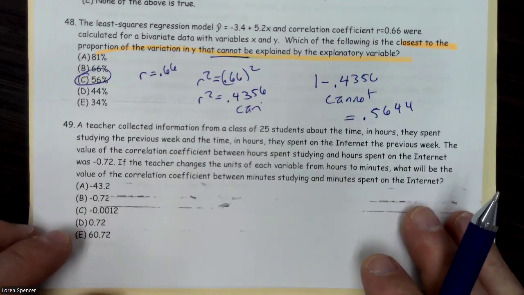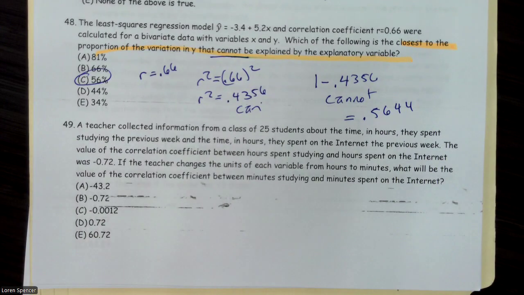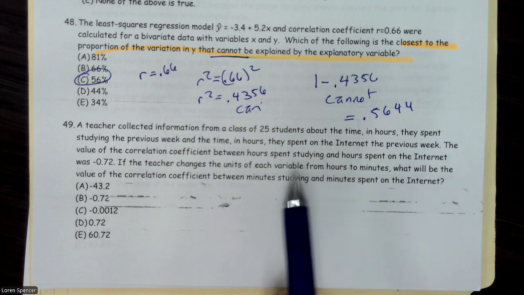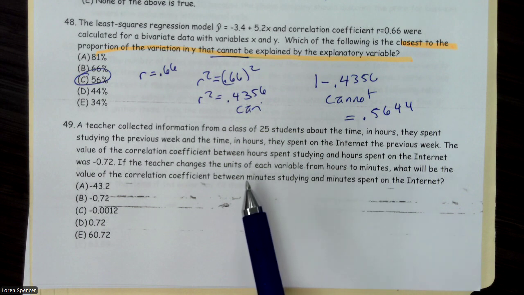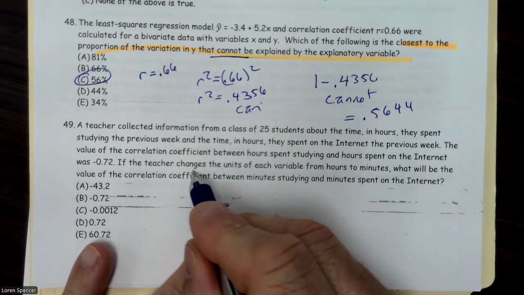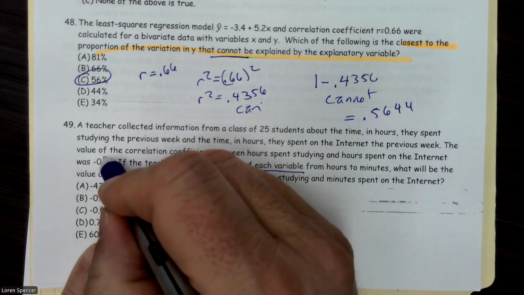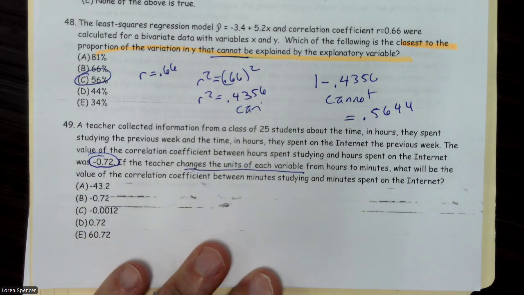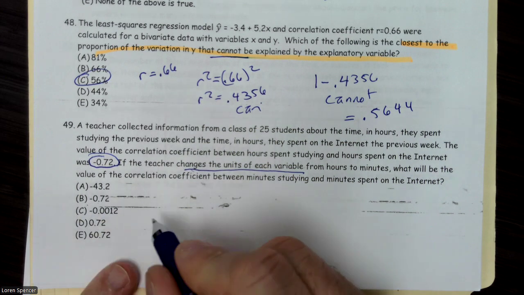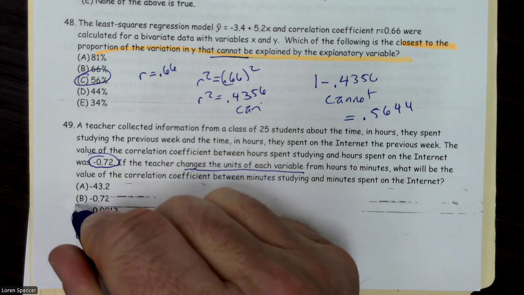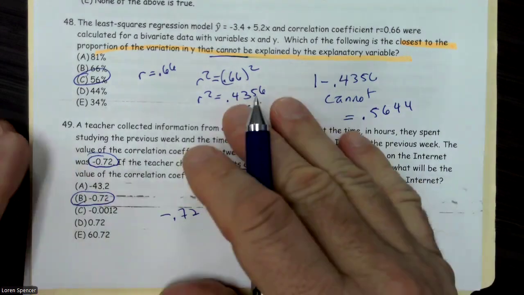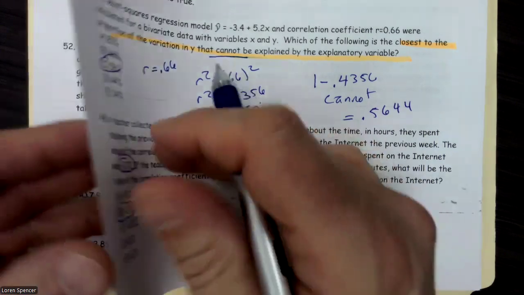49. A teacher collected information from a class of 25 students about the time in hours they spent studying the previous week and the time in hours they spent on the internet the previous week. The value of the correlation coefficient between the hours spent studying and the hours spent on the internet was negative 0.72. If the teacher changes the units of each variable from hours to minutes, what will be the value of the correlation? You change the scale, the correlation doesn't change. So this is still negative 0.72. Even though you change the scale, the correlation doesn't change. All right. So 49 is B.